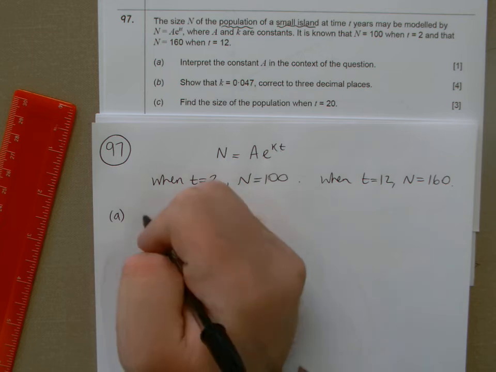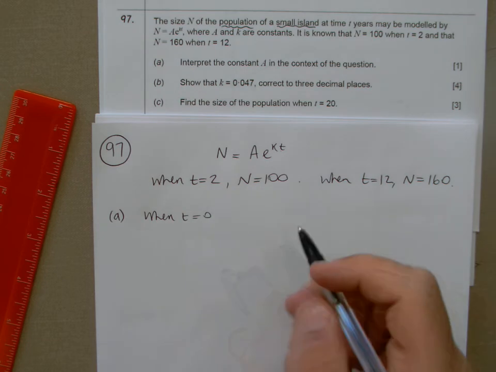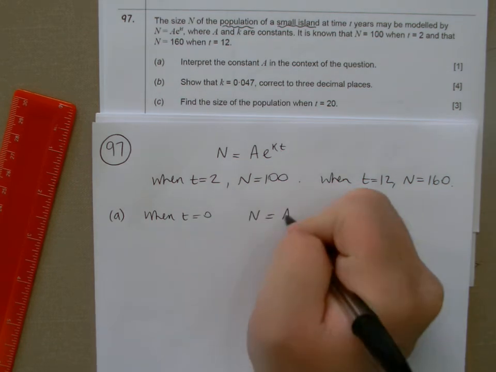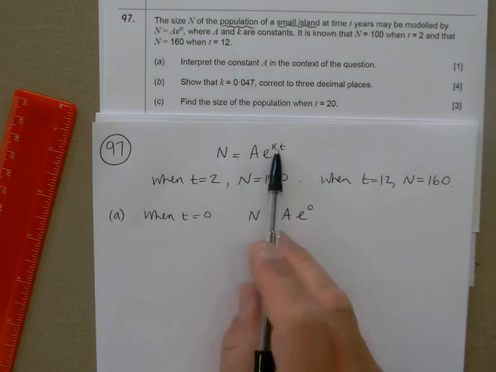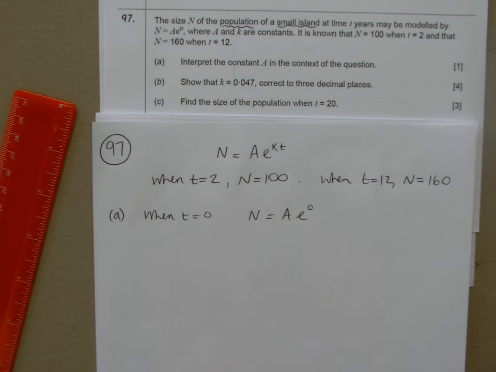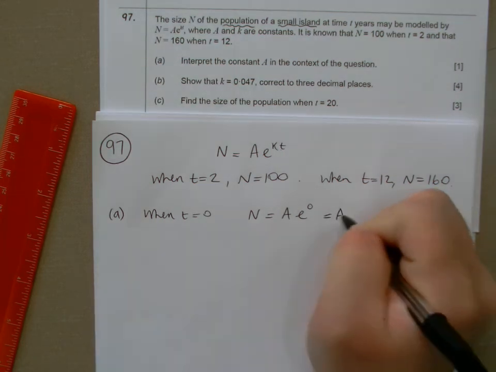So we could say, look, when t is equal to 0, this will always happen, n will equal a e to the power 0. I know there's a k there, but if t is 0, that'll be 0 times k, which is 0, and we know anything to the power 0 is 1. So this will equal a.